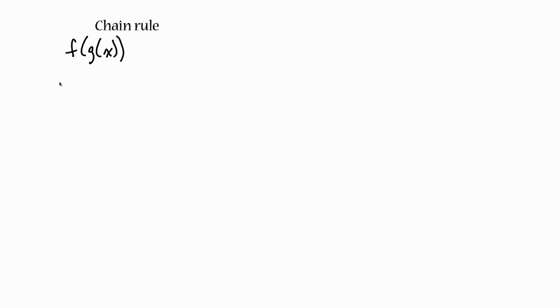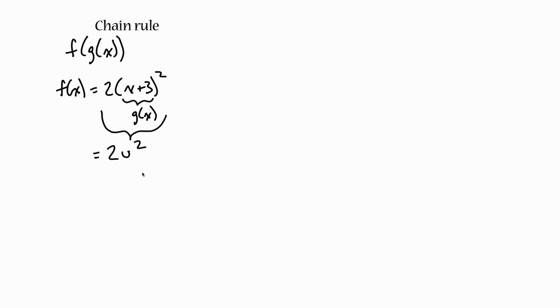For example, let's say I've got f of x is equal to 2 times x plus 3 squared. I could say the x plus 3 in here is my g of x, and f is a composite function, f of g of x. If we call f of x 2u squared, where u is equal to g of x.